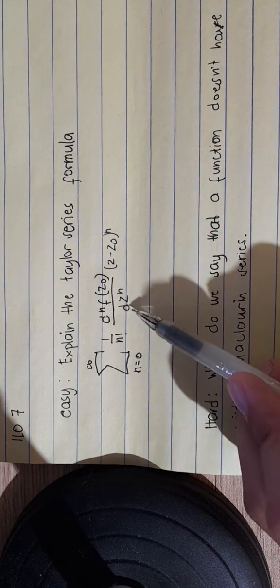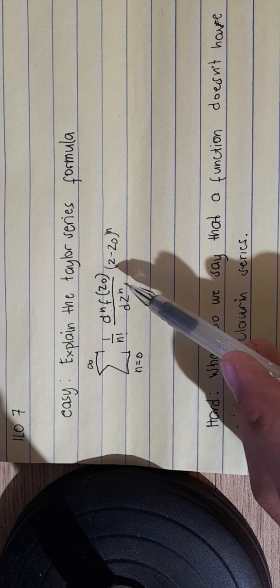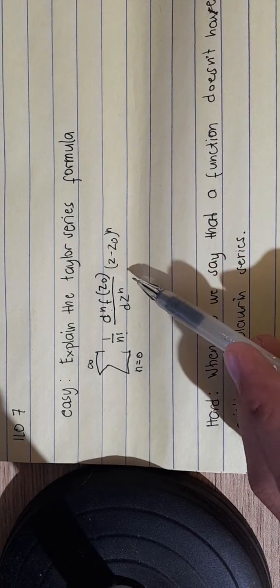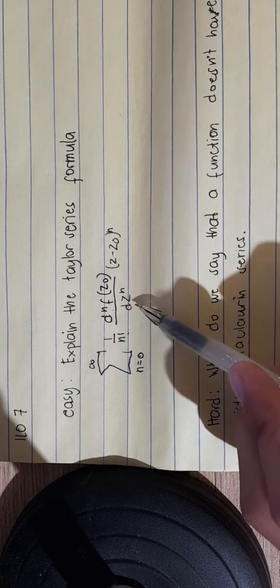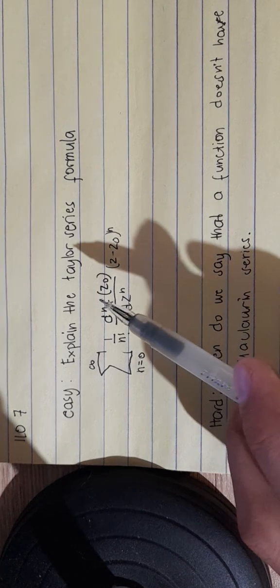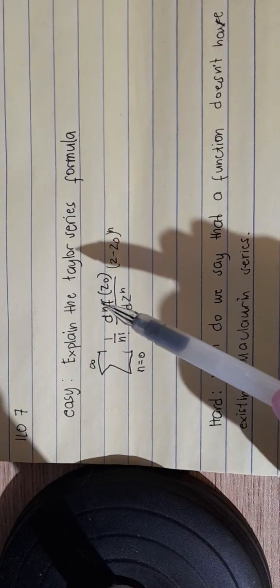Next, d z to the power of n. This term represents the derivative of z with respect to x raised to the power of n. The notation d z to the power of n denotes the nth derivative of z with respect to x.